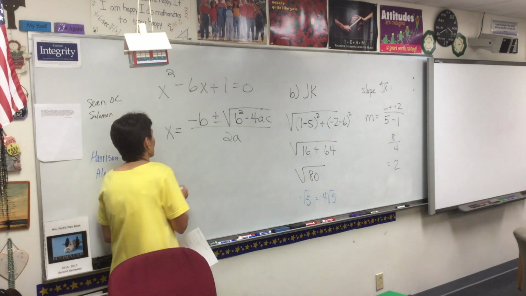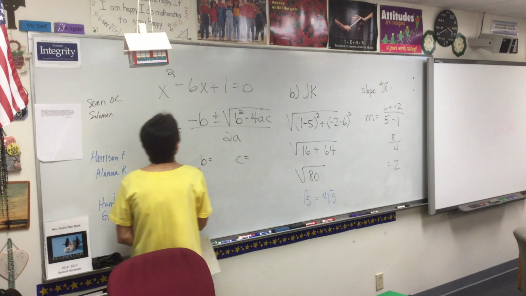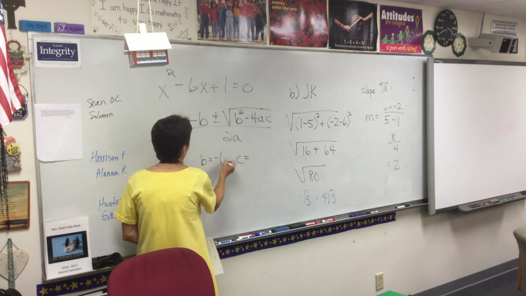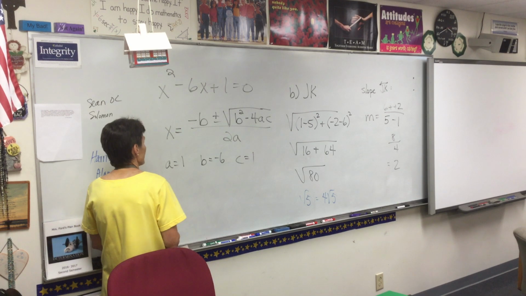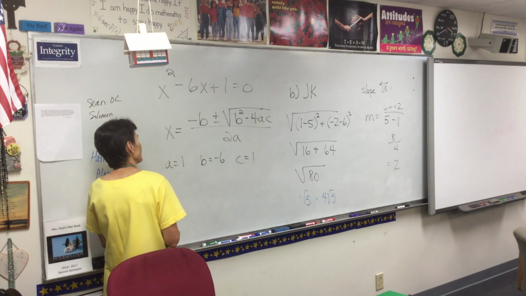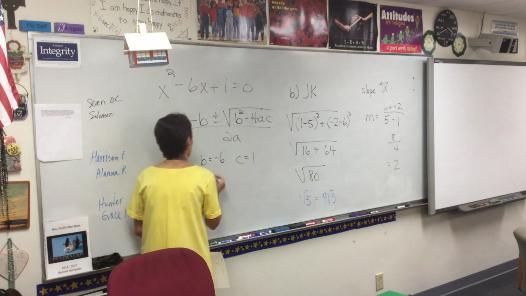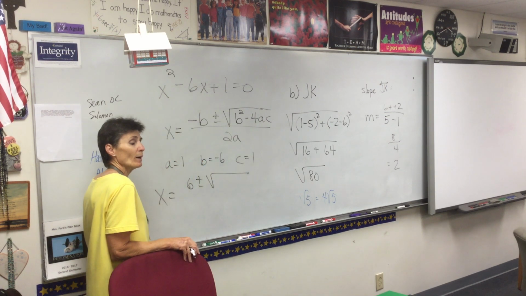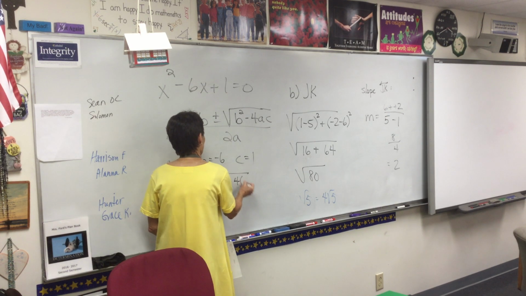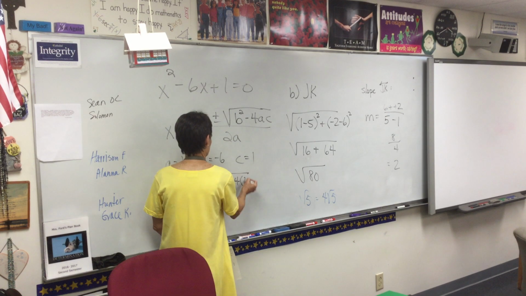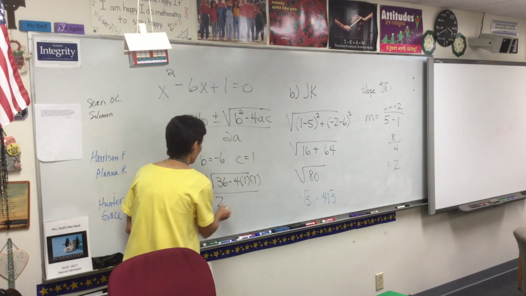So here we go. What's my a, my b, and my c? A is 1, b is negative 6, c is 1. Perfect. So here we go, x equals. Watch it now. What will negative b be? 6. Plus or minus. Remember, when you square it, it becomes positive. So this is going to be 36 minus 4 times a times c, all over 2a.